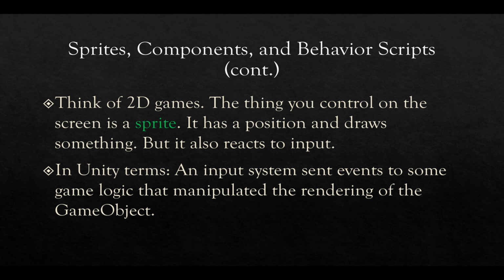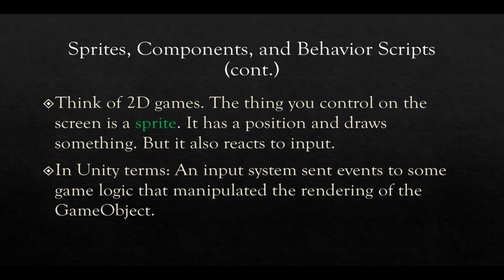So we have a type of game object within Unity called a sprite, which again comes with two built-in components. However, if we want to move it, we're actually going to need to put what we think of as 2D game mechanics into the terms Unity understands. So remember, Unity is based on the entity component system model. So 3 different concepts here. So in Unity terms, what is going on in a 2D game is the input system sent events to some game logic that manipulated the rendering of the game object.